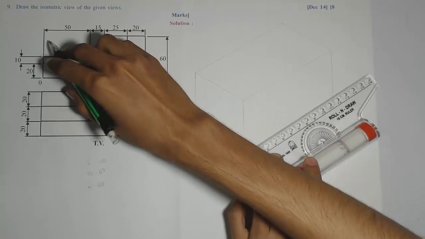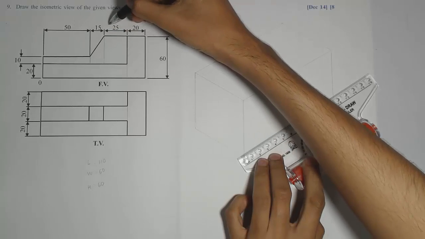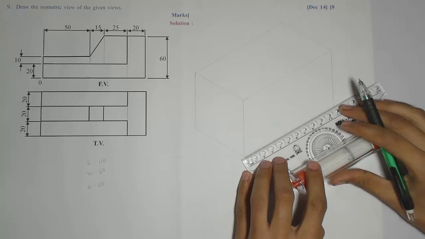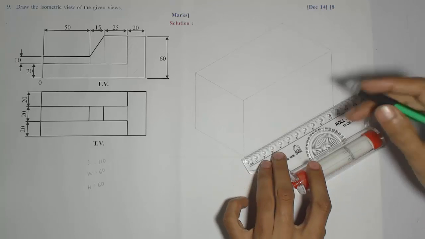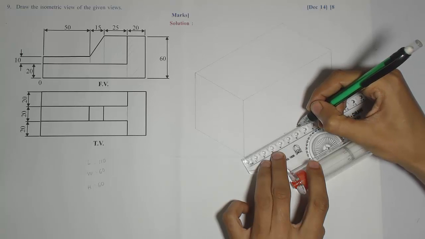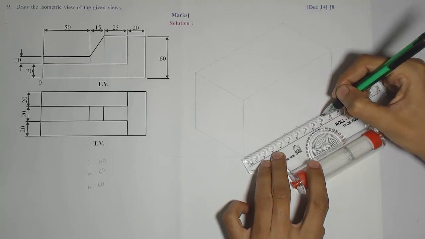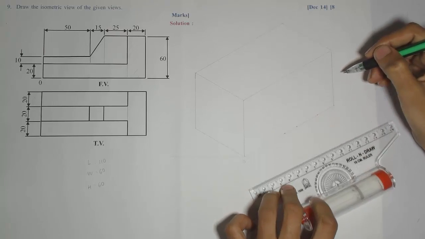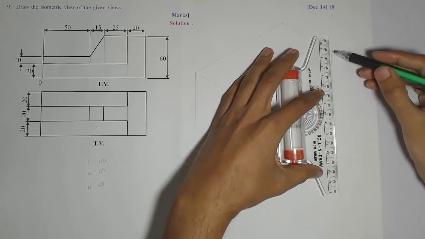So starting with origin, we are having 50, 15, 25, 20. So I'll already mark those divisions for next lengths also. We are having 50 starting with origin, then 15 will be 65, then again 25 will be 90, and the remaining is 20 again.